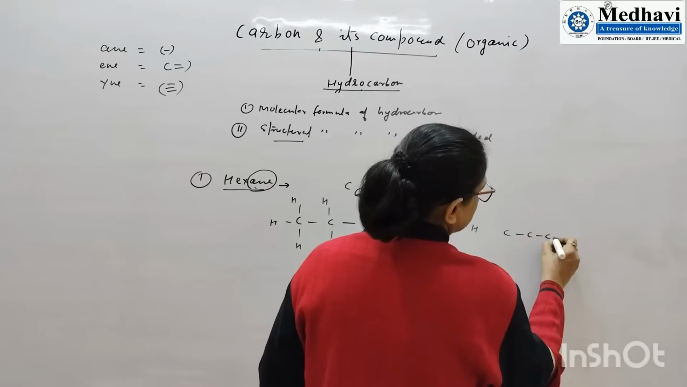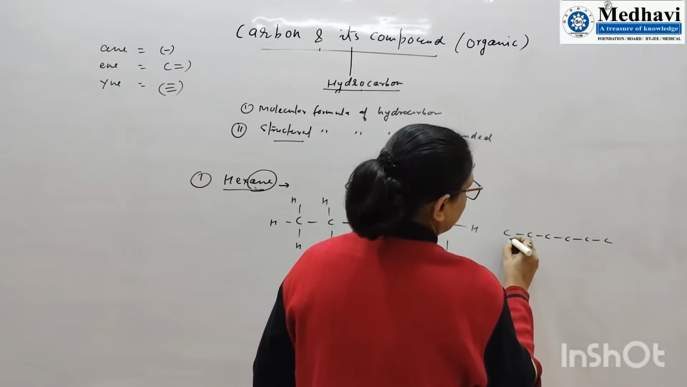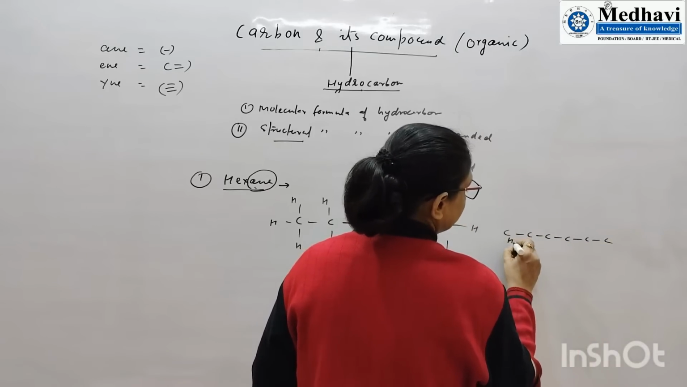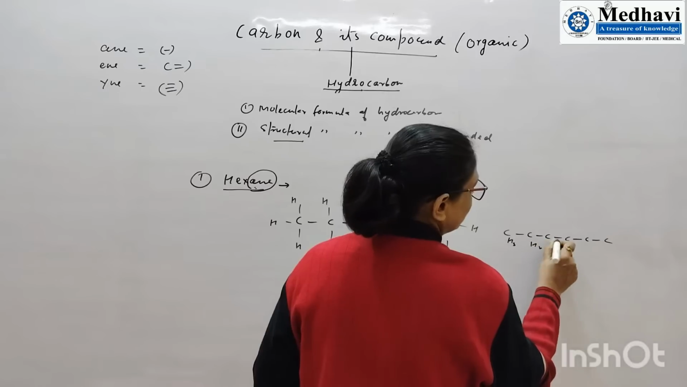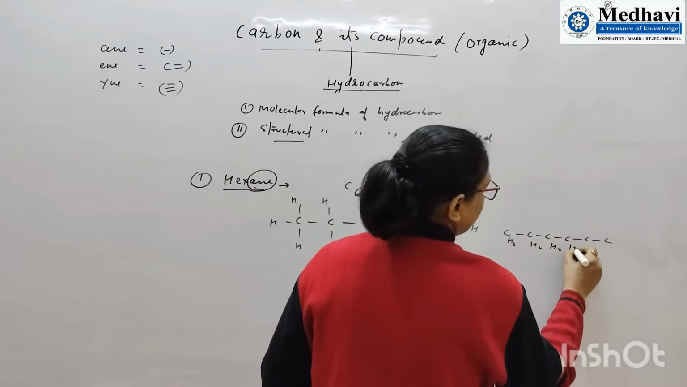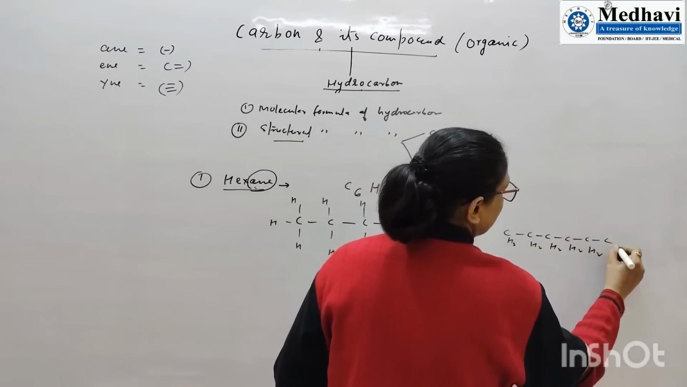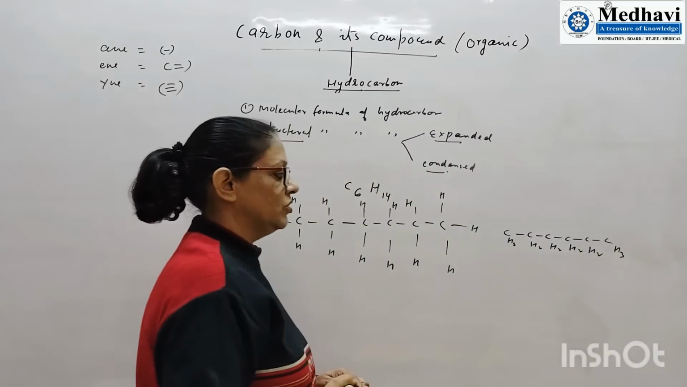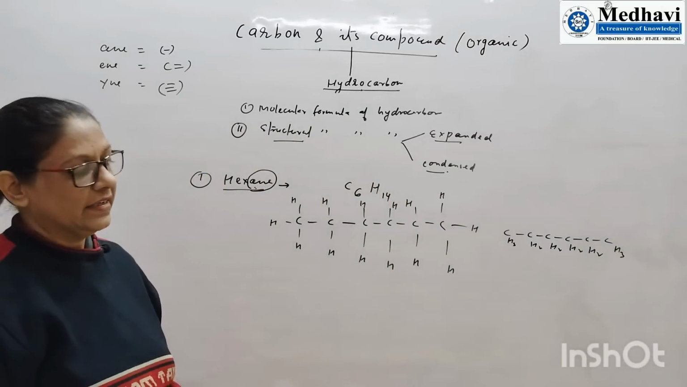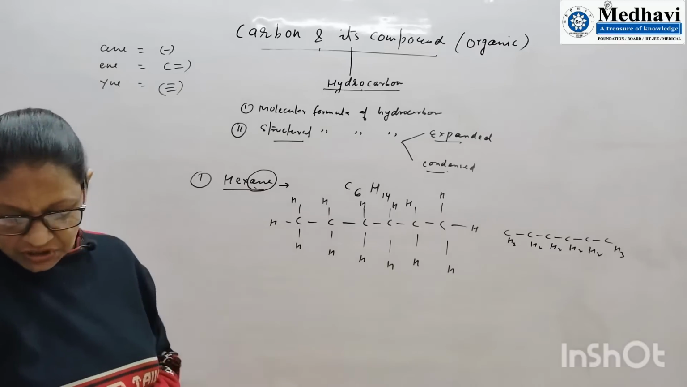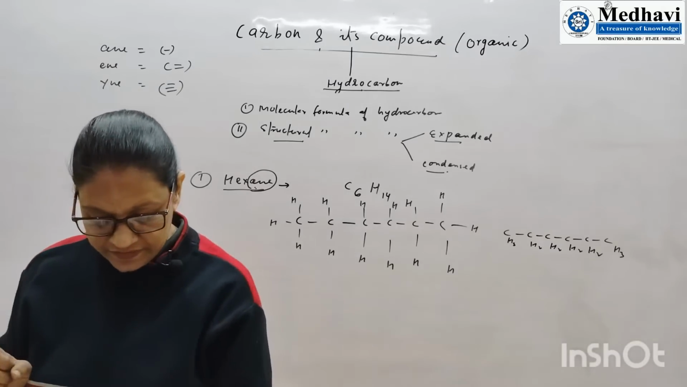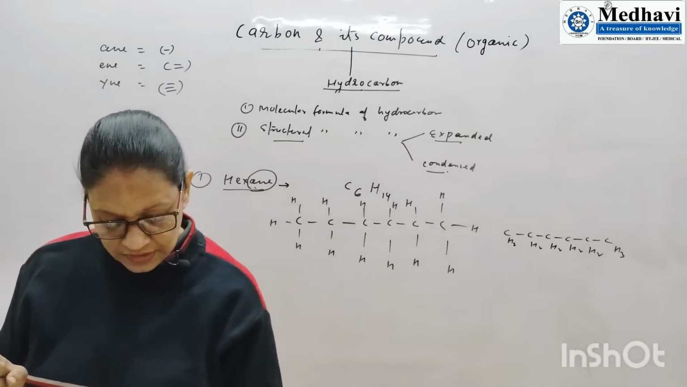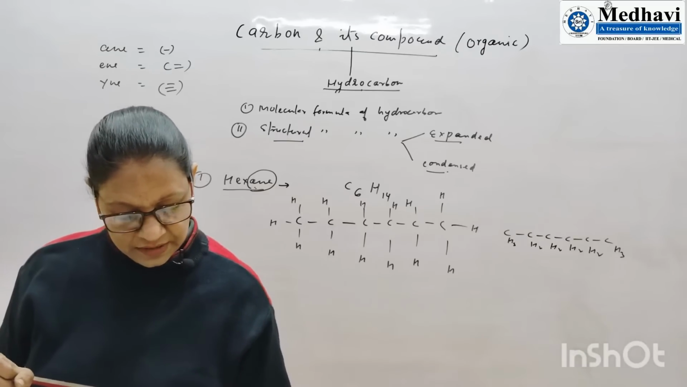In the exam, I suggest my students use the condensed form. 1 bond is there, so 3 hydrogen. 2 bonds, so 2 hydrogen. Again 2 bonds, 2 hydrogen. 2 bonds, 2 hydrogen. 2 bonds, 2 hydrogen. 1 bond, 3 hydrogen. So this is the condensed formula of hexane. All this information is given in the chapter.